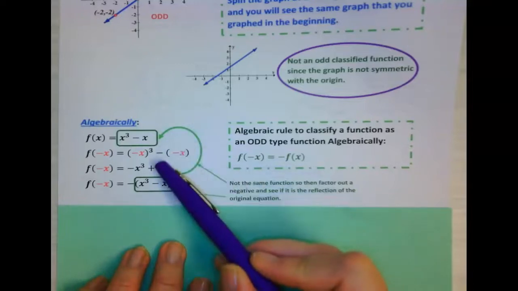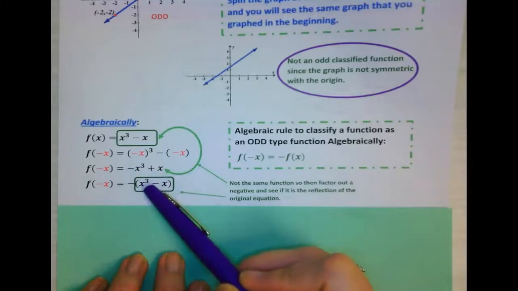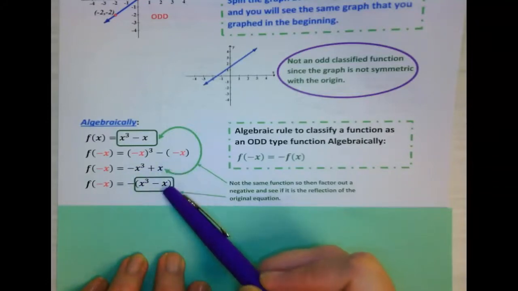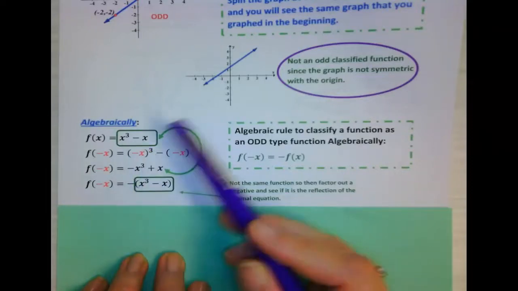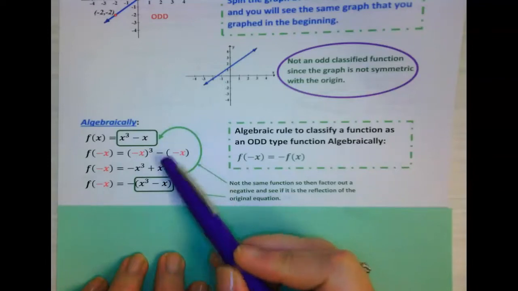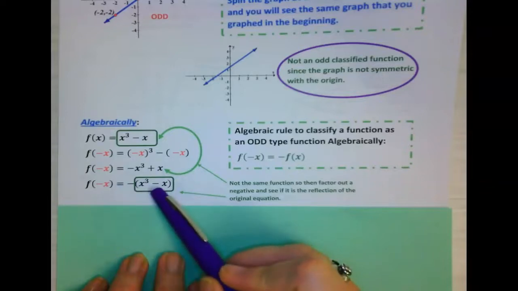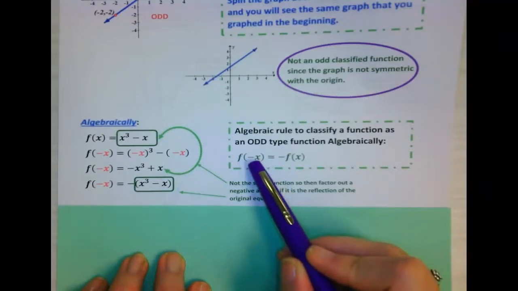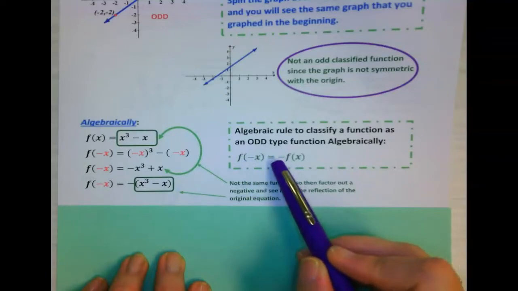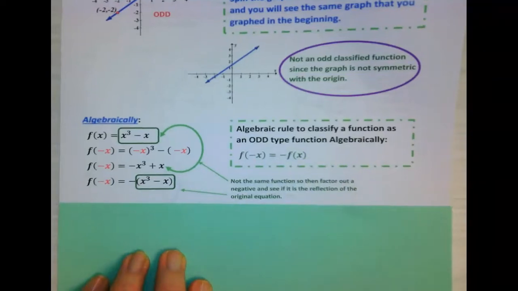But what happens if we factor a -1 out of both terms? We pull the -1 out in front, that makes this x cubed, and that makes this -x. Can you see that this right here is the same thing we started with? Okay, good. That means after I substitute -x and factor out the negative, I should get the negative of the original function, or the reflection of the original function, and that's what the definition tells us. If that's true, then algebraically we can classify it as an odd type function. So I plug in the -x, I pull the negative in front, and I should get the negative times whatever that original function is right here. So that's how we did it algebraically.